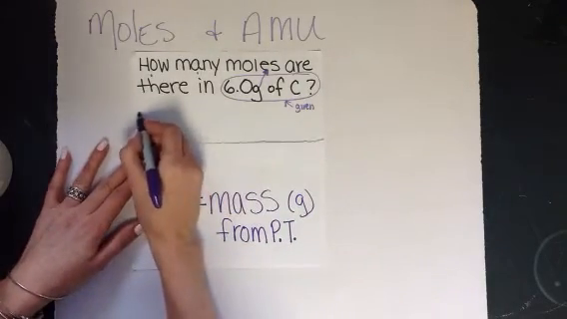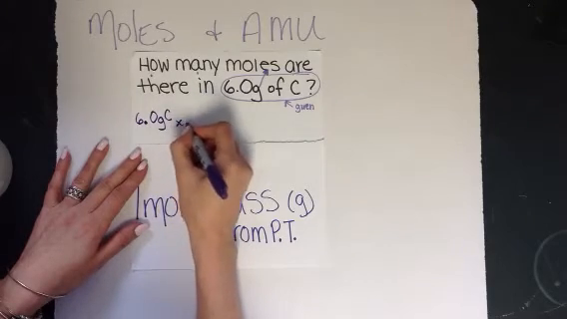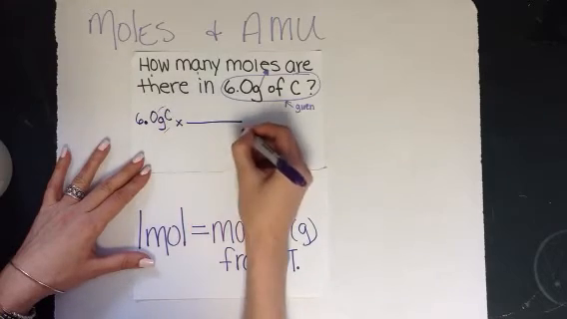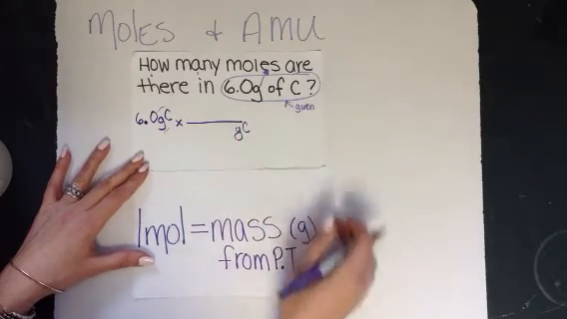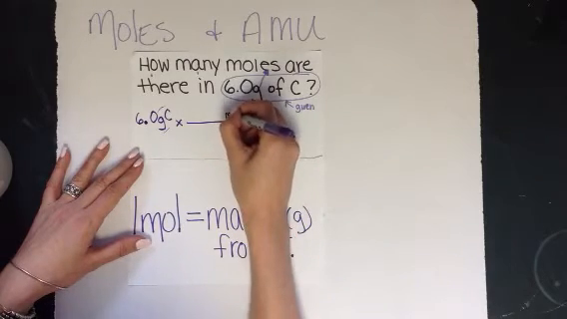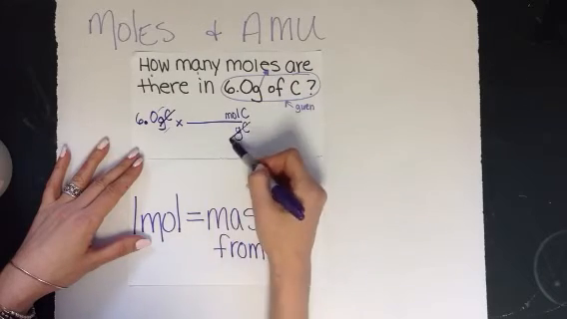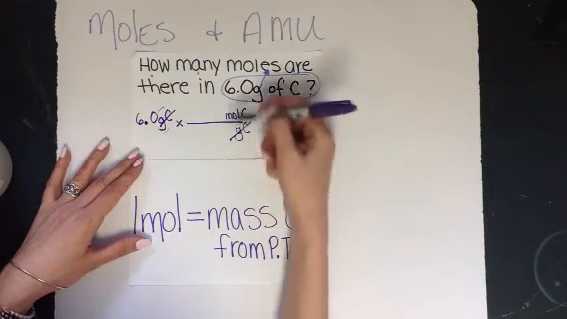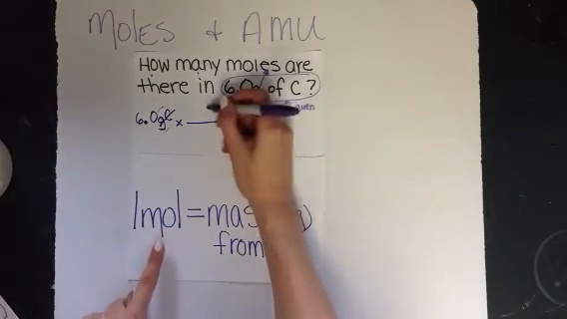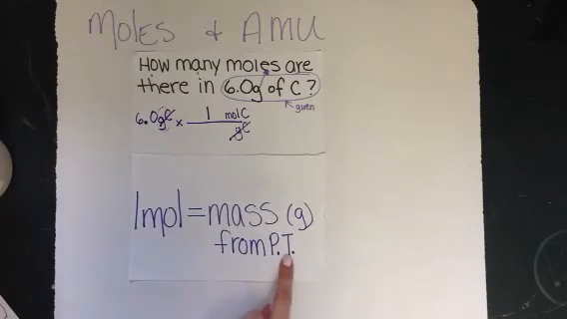I put my 6.0 grams of carbon here. I always start with my given, and I want to multiply it by a conversion factor. I copy whatever unit's here down here, only the unit, and now I've got to use my head, right? I'm going from grams to moles of carbon. This needs to cancel out. That's why I know I put it in the right direction. And now I ask myself, what is this relationship? 1 mole equals the mass from the periodic table.